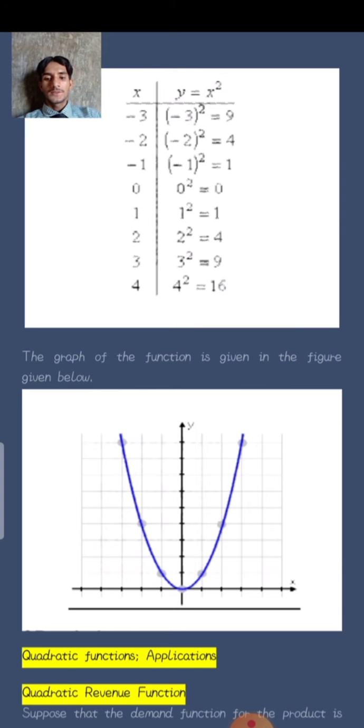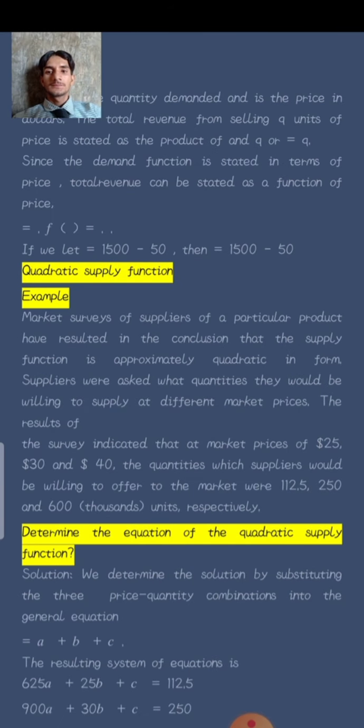Quadratic revenue function. Suppose that the demand function for the product is here, where Q is the quantity demanded and P is the price in dollars. The total revenue from selling Q units at price P is stated as the product of P and Q. Since the demand function is stated in terms of price, total revenue can be stated as a function of price.